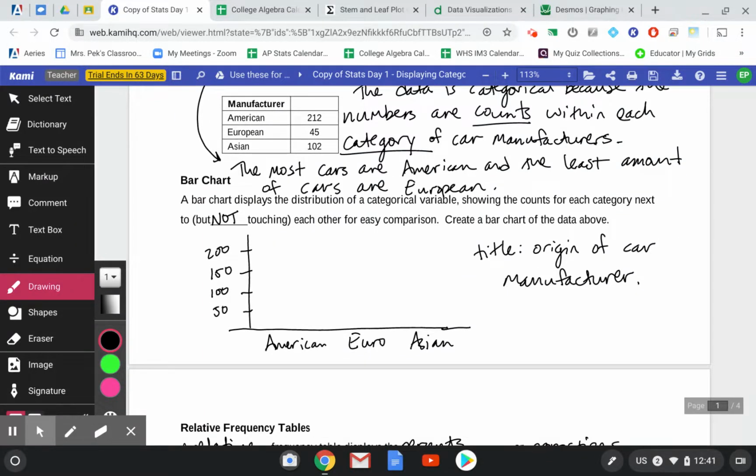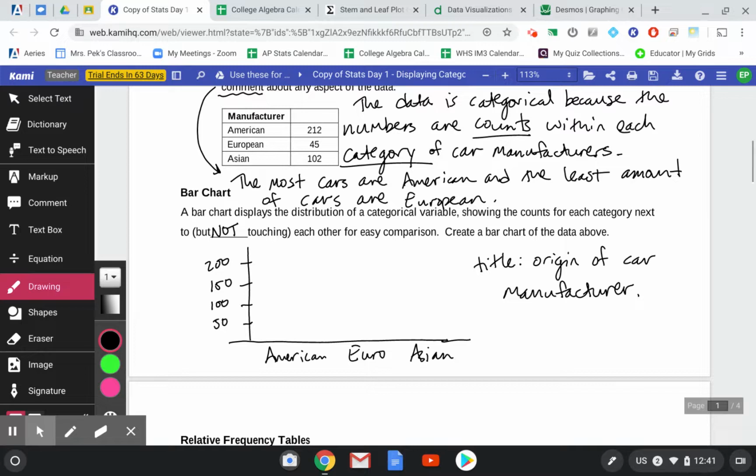All right, let's look at a bar chart. So a bar chart is the first type of graph we're going to look at, and it's the graph we use mostly for categorical data. A bar chart displays the distribution of a categorical variable, showing the counts for each category next to but not touching each other for easy comparison.